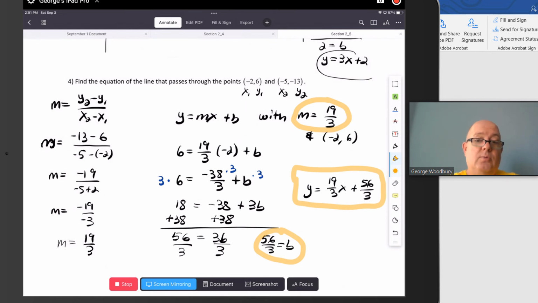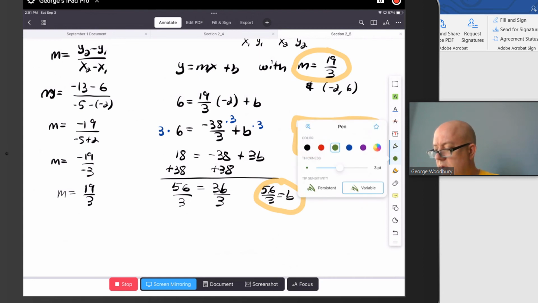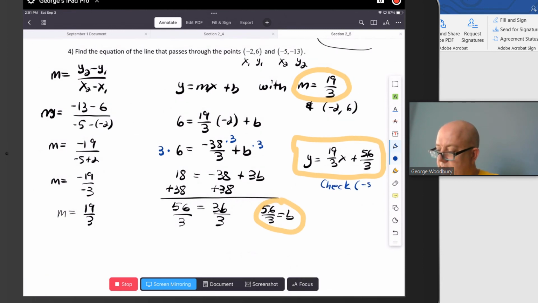You can check your work by substituting -5 for x and -13 for y. Make sure that it works for the other point. Let's go ahead and do that. I'm going to do a quick check here, and I'm going to do it in a different color. So I'm going to check using -5 for x and -13 for y.